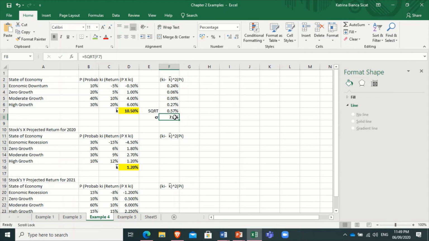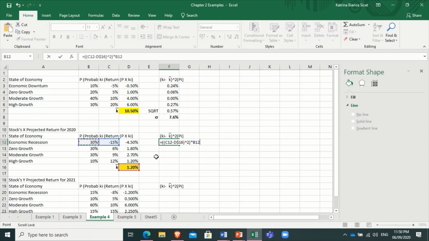Okay. To make sense of this answer, let's compute for the other scenarios na previously nating diniscuss kanina. So, again, input lang natin yung ating formula. Equal sign. Okay. This is our return. Right? Minus our expected return. Again, lagyan lang natin ng dollar sign. Okay. Raised to 2. Dagdagan natin pala, nakalimutan ko na naman itong parenthesis. Ayan. Multiplied by our probability, which is 30%. Okay? Drag lang natin yan.